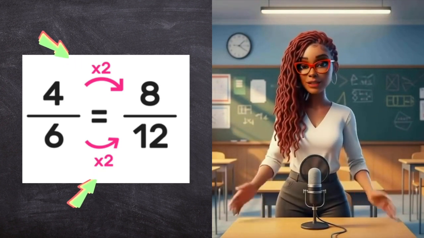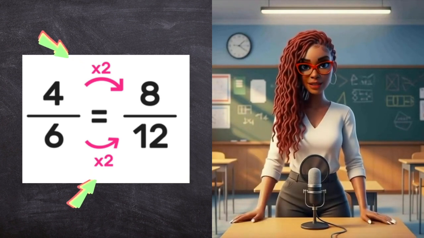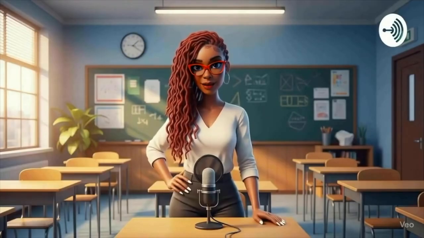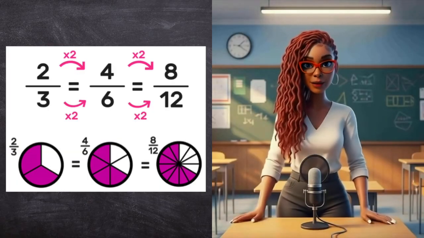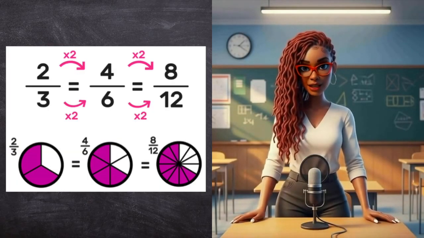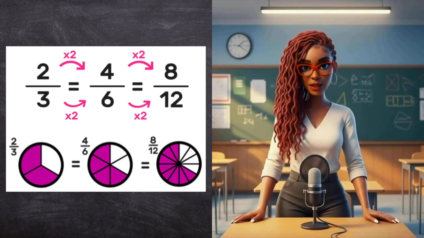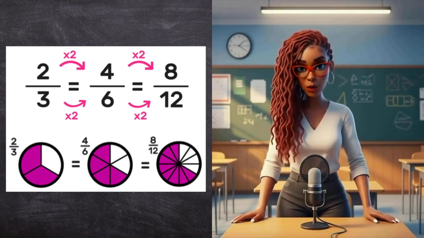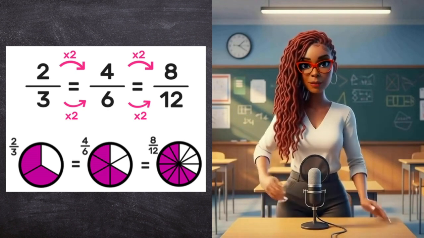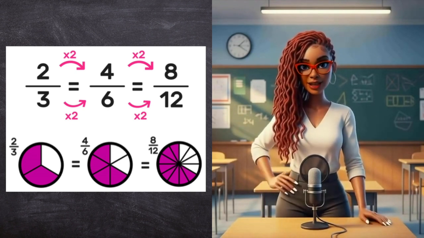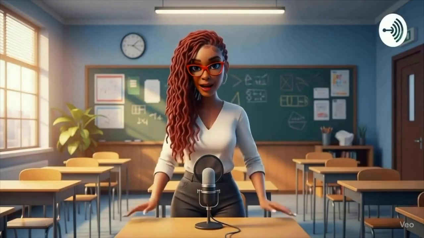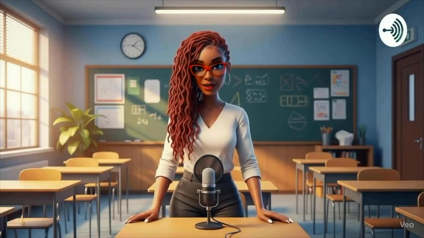Even though these look different, they all show the same amount. They are equivalent. Now check this out. Check out the visual at the bottom, the circle diagrams. This proves that these fractions are equivalent. See, whether we divide the whole into 3 parts, 6 parts, or 12 parts, the purple shaded area stays the same. You see that?